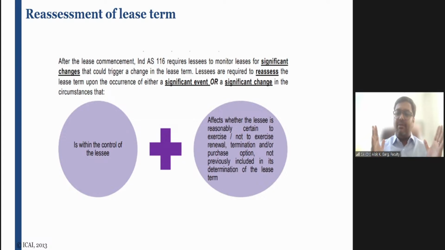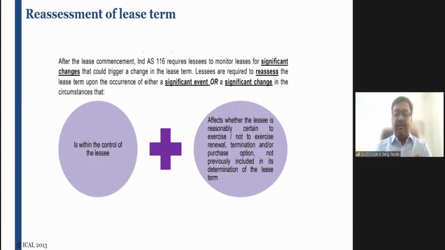Largely, the non-cancelable period will remain non-cancelable period. Rent-free period will remain rent-free period. But the changes will happen in the optional renewal period and optional termination period, right? So friends, it is required to be reassessed every year. It is required to reassess on a regular basis whether this reassessment is impacting my lease term or not, right?